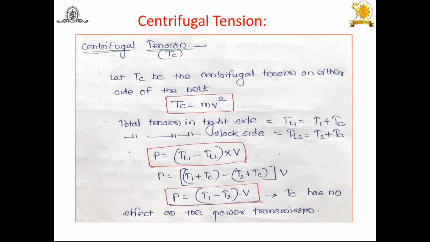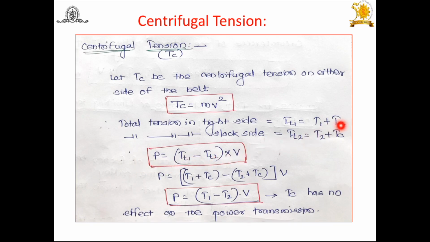Let us assume Tc to be the centrifugal tension on either side of the belt, and this centrifugal tension is given by Tc is equal to m v square. Total tension in the tight side, Tt1, is equal to T1, the tight side tension, plus Tc. And total tension in the slack side, Tt2, is T2, the slack side tension, plus Tc. We know that the power transmitted by the belt, P, is equal to (Tt1 minus Tt2) into V.